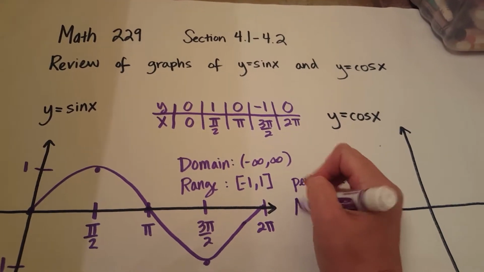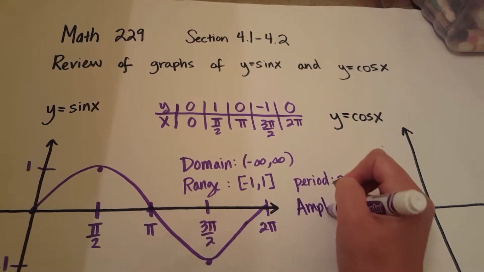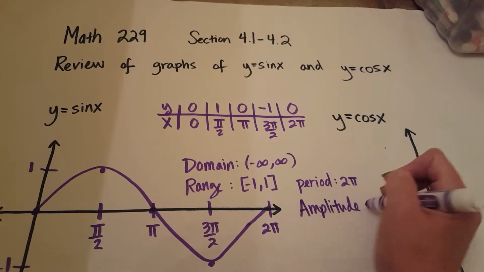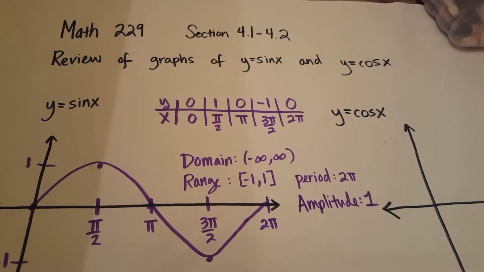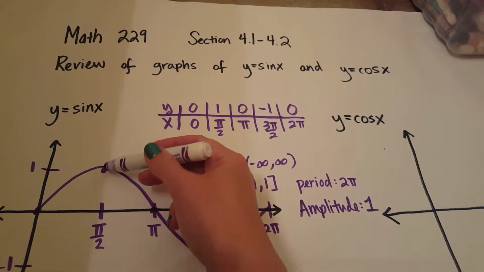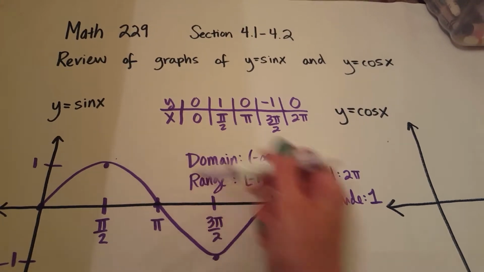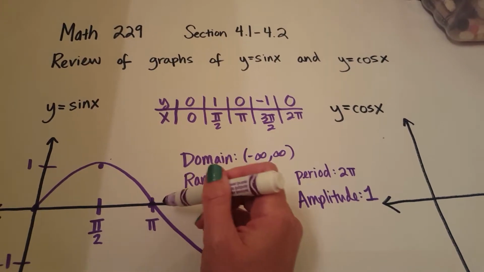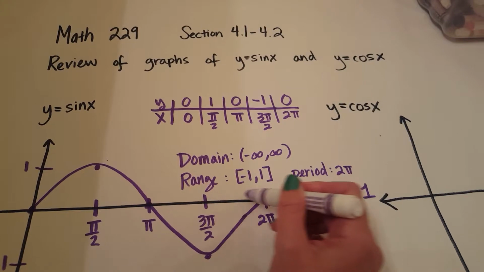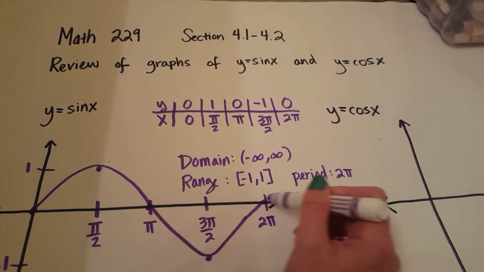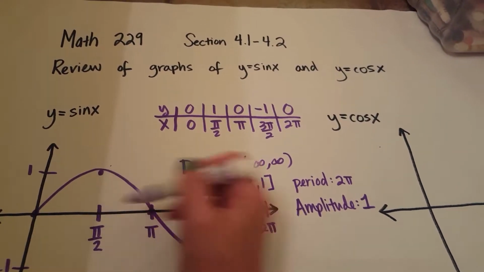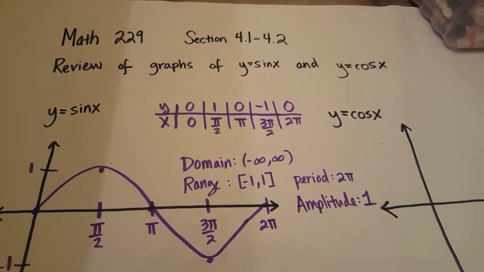And then it has an amplitude. That means how tall it is. It has an amplitude of 1. Sometimes people think it has an amplitude of 2 because the total distance is from 1 to -1, but it really is talking about from this horizontal piece here that I go up 1 or down 1. So the amplitude is 1.